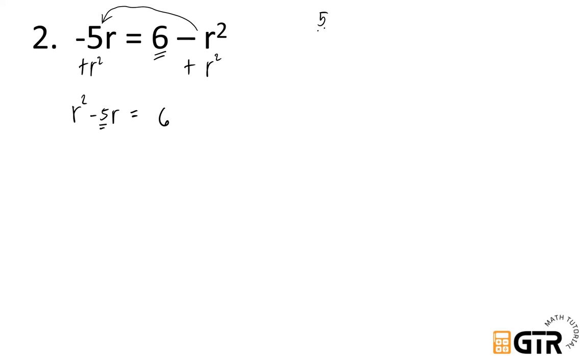Okay, so 5 divided by 2. So we have 5 divided by 2, then square natin. So therefore, 5 times 5, that is 25. 2 times 2, that is 4. So add tayo ng 25 over 4 sa both sides. So we have r squared minus 5r plus 25 over 4 is equal to 6 plus 25 over 4. Okay, so automatic ang left side ay square of binomial yan.